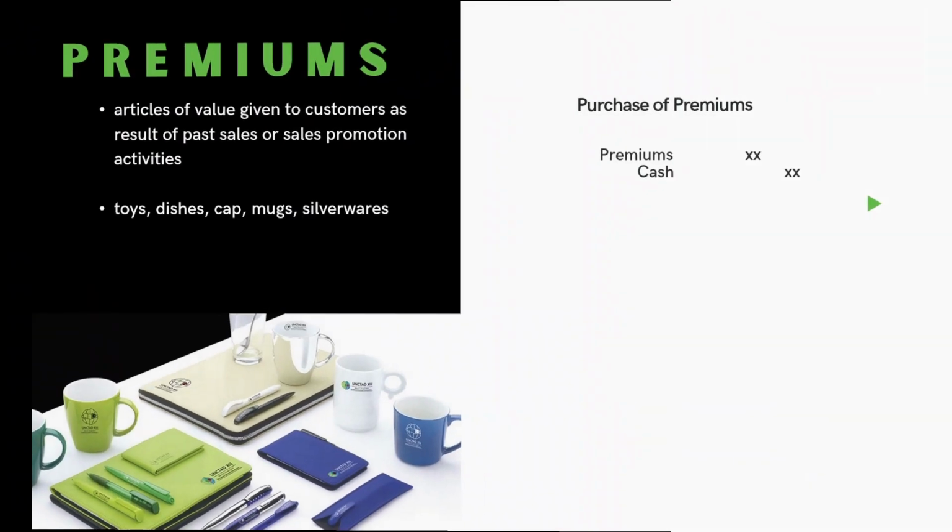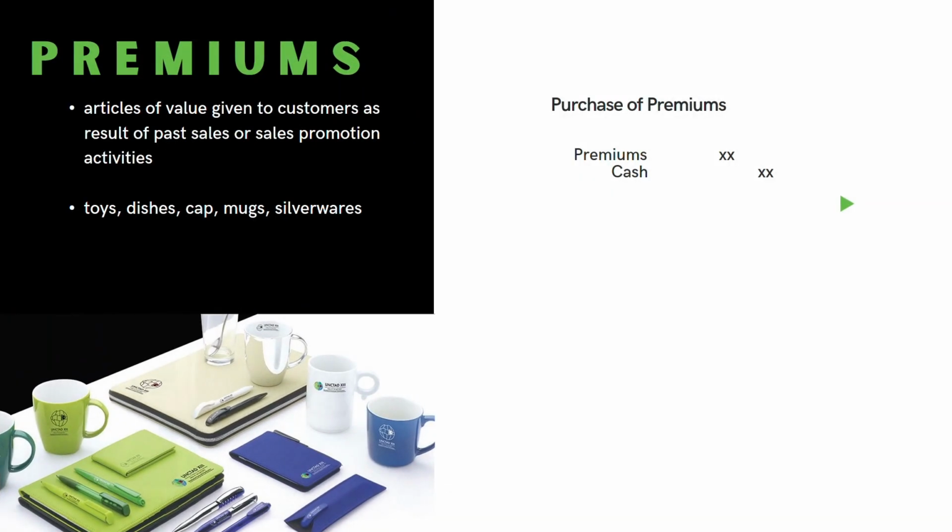First, premiums. Premiums are articles of value given to customers as a result of past sales or sales promotion activities. Some examples of this are toys, dishes, cups, mugs, or silverwares. In our local terms, these are the promos with wrappers, like what you see on TV where you exchange 10 plastic packs of Surf and then you are given 10 or 20 pesos load. That is just some of the examples.